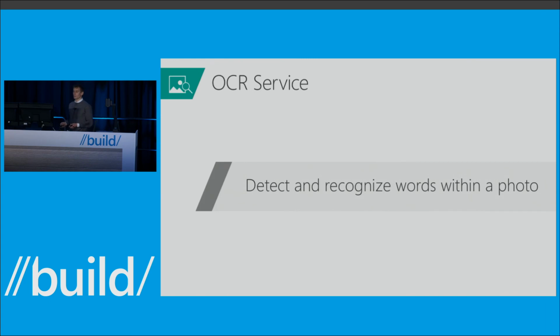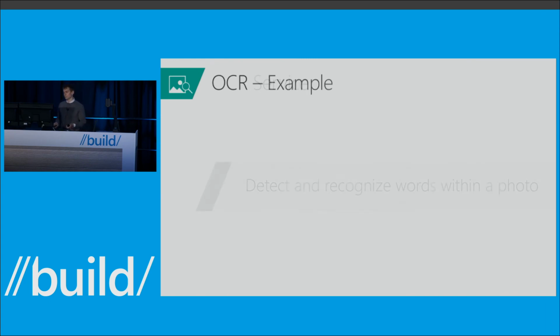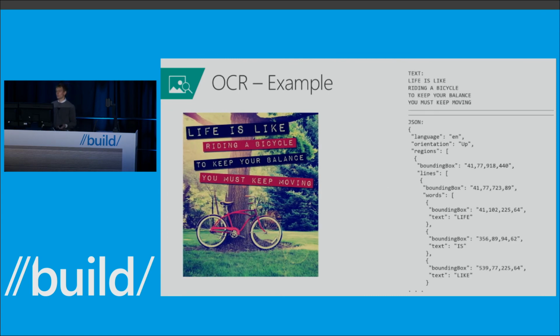The Object Character Recognition service lets you identify and recognize words within a photo. With this example on the left-hand side, this was the only input into the REST service. Not only does it recognize the total text within the photo and where the line breaks are, but it can also predict what language this seems to be and what orientation the words exist in. And it can give you a bounding box so you can recognize where each of the individual words ends up being within the photo.